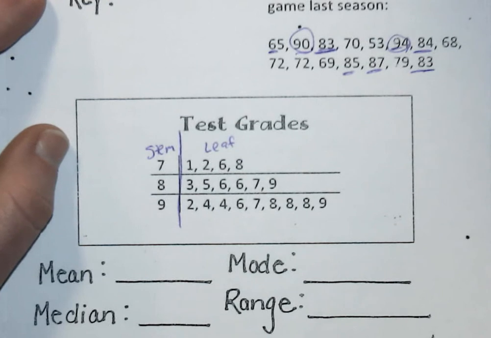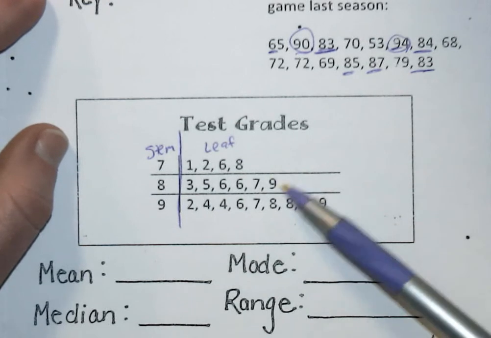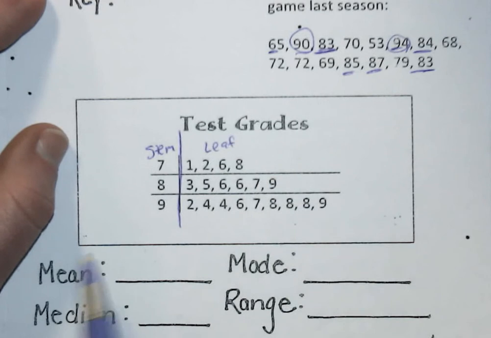So if I want to rewrite these numbers just in order, then I can do that if you like looking at them that way better than looking at them in the stem and leaf plot.